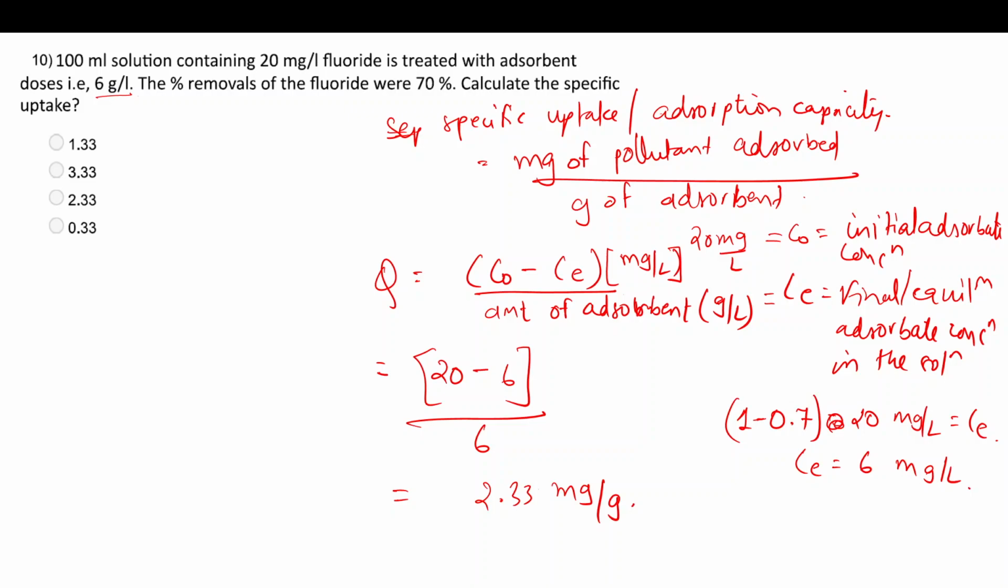In any numerical, it is very important to mention the unit, because otherwise what it denotes is of no use. So every time, do not forget to mention the unit. Here you can say that 2.33 milligrams of fluoride is adsorbed per 1 gram of adsorbent used. So this is the amount it can adsorb. I hope it is clear till now.